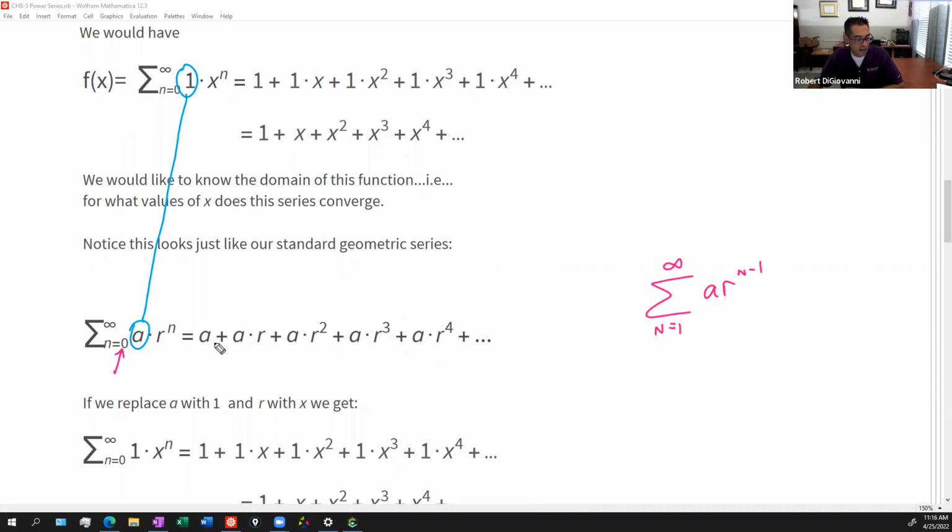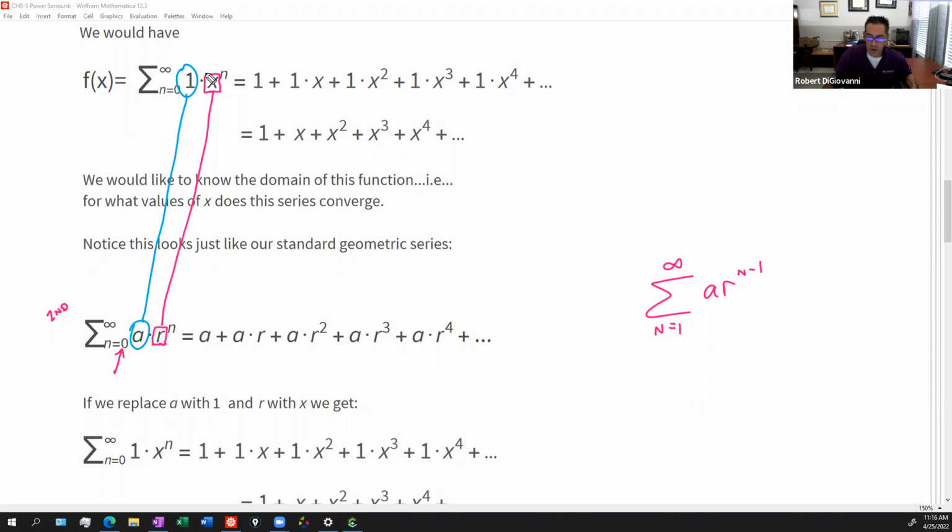Now remember the second version? If I tell you to replace A with 1, and instead of using R, use the letter X, then this is exactly a geometric series, isn't it? With A being 1 and R getting replaced with X. And so we know exactly what would happen with the geometric series, don't we? We know. It converges if what?